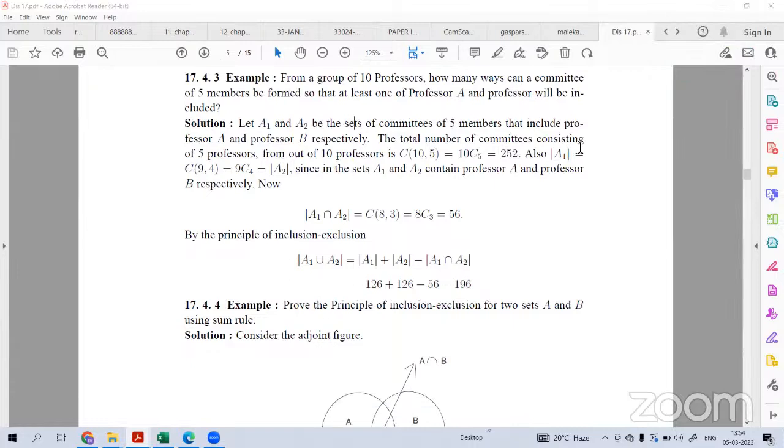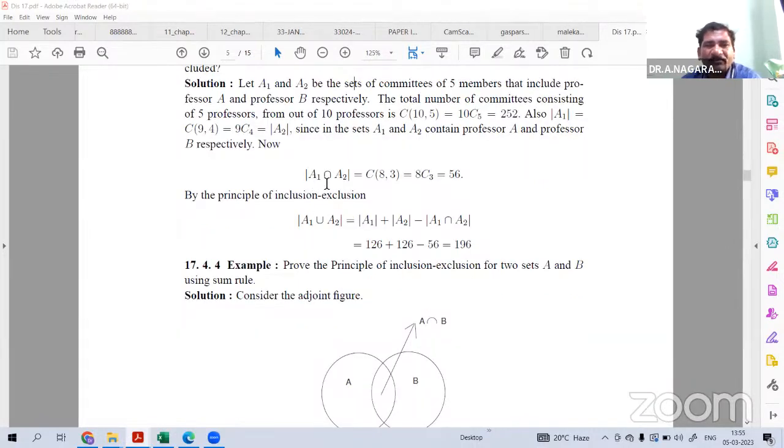Also, for |A1|, one professor has already entered the committee. Next we go for A2 identification. One professor is left, so the total is 9, and from these 4 can be selected. So 9C4 is |A2|, the count of A2, the committees containing Professor A and Professor B respectively.